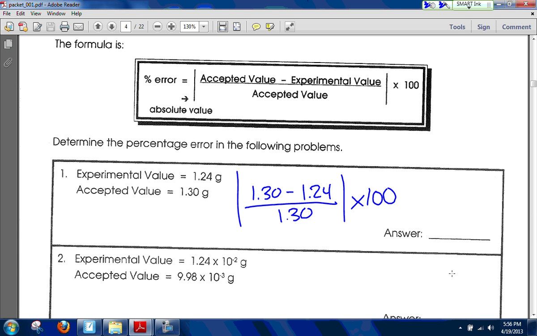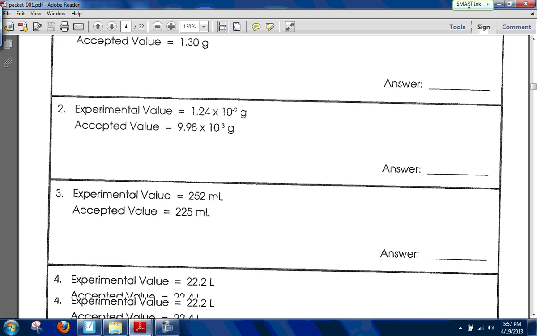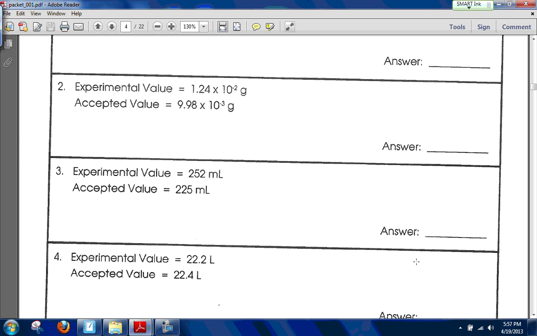So I'm going to pull out my calculator, do this really quick. I have 1.30 minus 1.24. I get 0.06, divide that by 1.30. I get 0.0461538462. I'm going to multiply by 100. And I get 4.6153, and so on. If I look at my numbers, I started with 3 significant figures, so I'm going to round this to 4.62%. Pretty easy. It's just a formula. It's a plug and chug problem. Let's go ahead and do number 2.